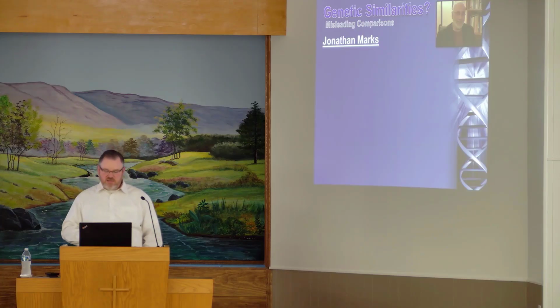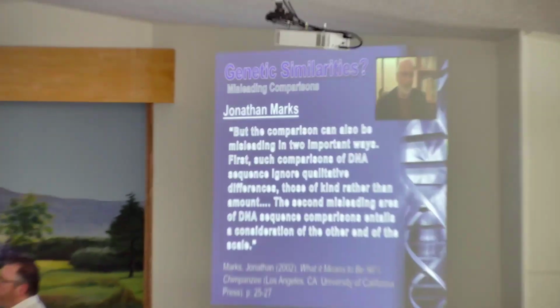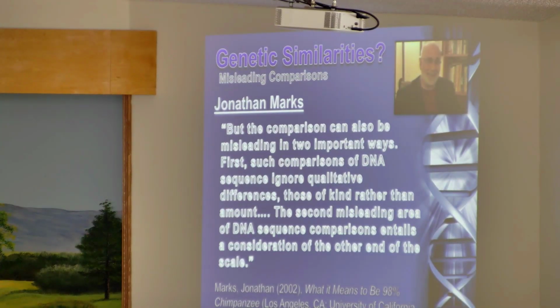And he discusses the misleading tendency to compare these long chains of genetic subunits in DNA. He said the comparison can also be misleading in two important ways. First, such comparisons of DNA sequence ignore qualitative differences, those of kind rather than amount. So if you're looking at the sequence of DNA, you've got A, G, C, or T, and you're looking at just the way that they line up. Is it A, G, G, T, C, or A, G, T, C, C? If you're just looking at the number, that gives you one perspective, but it's not looking at the qualitative differences, as opposed to just the quantitative.